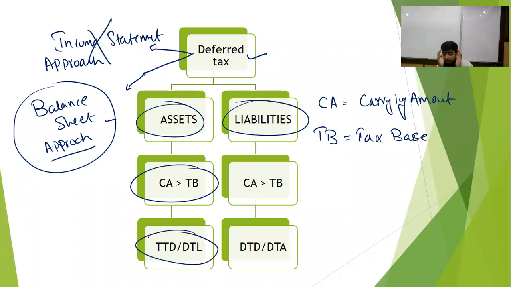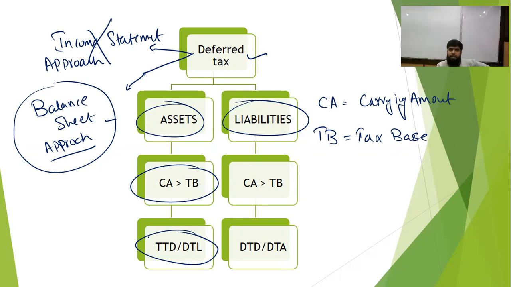What does it mean? It is the difference which will tax you in future. If you have a greater carrying amount and a lower tax base, say the value of asset is 700,000 and the tax base is 300,000, there is a difference of 400,000. So this is the difference which will tax you in future.